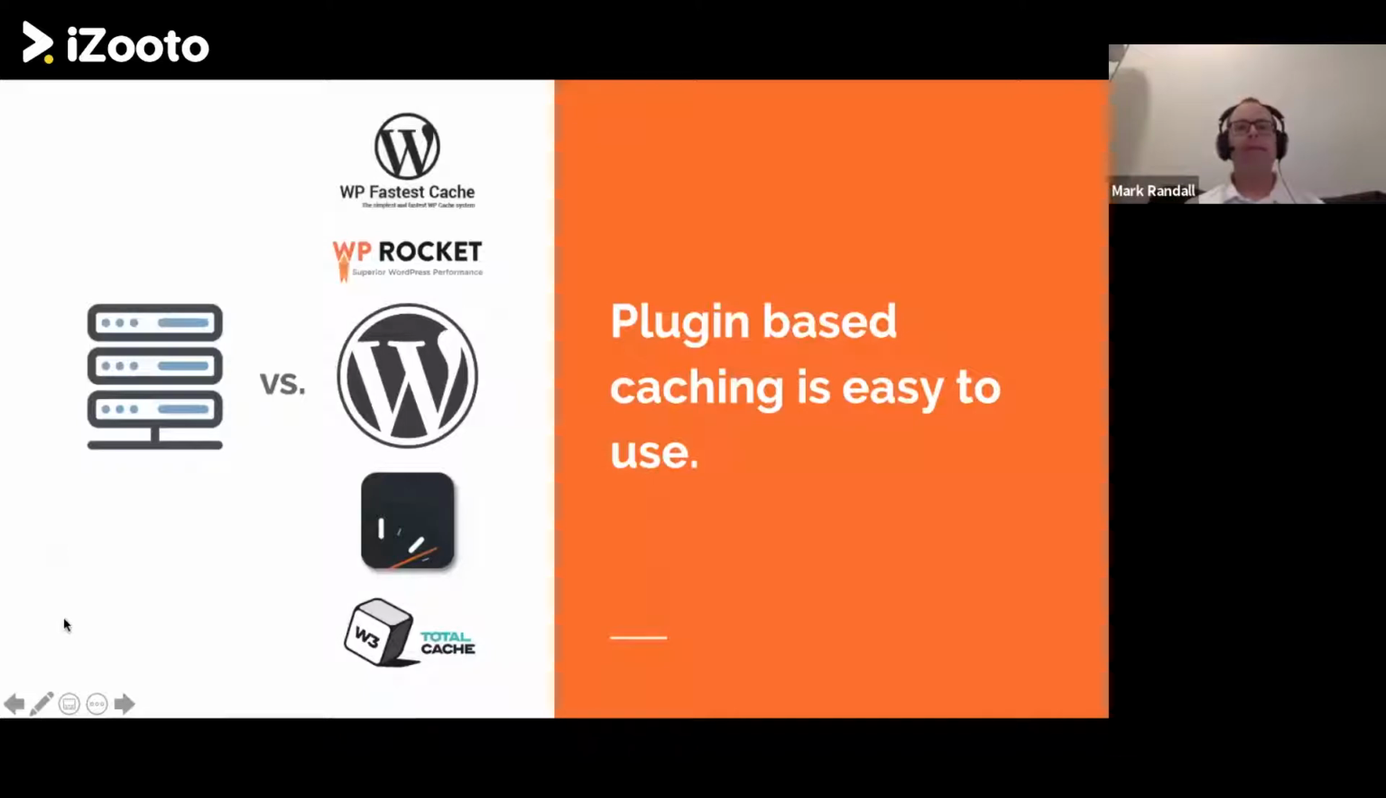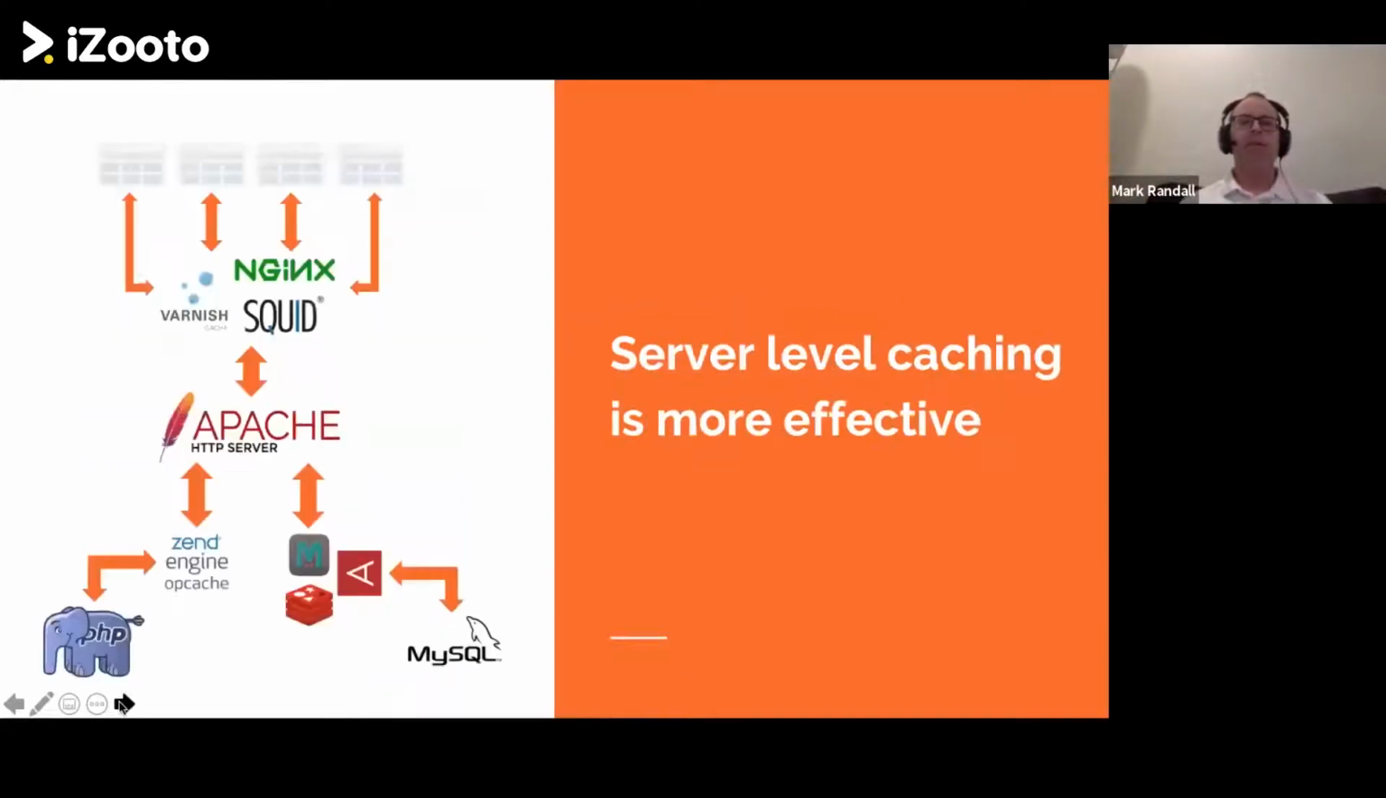And there are different types of caching that you can use. The one that people typically use, and I'm going to put a bit of WordPress context around that because that's obviously what we can speak about most knowledgeably, is plugin-based caching, which is very easy to use, right? You just find a plugin that makes your site faster, like Total Cache or something along those lines, and away you go. At the same time, server level caching is far more effective.